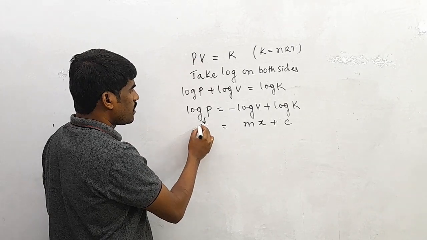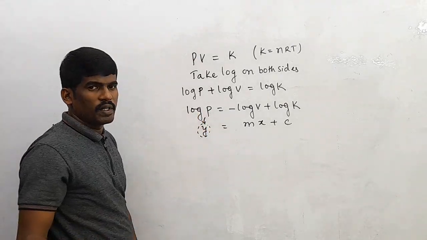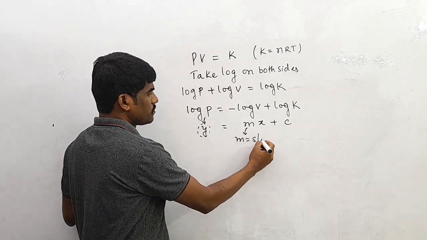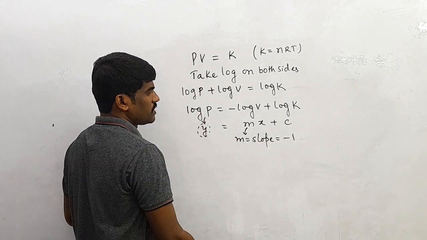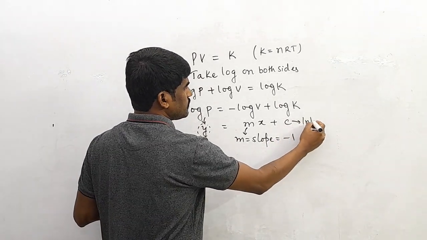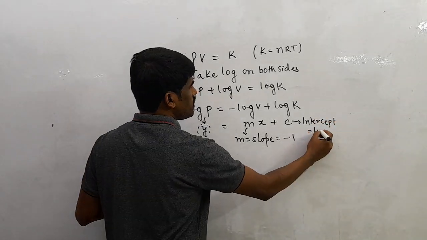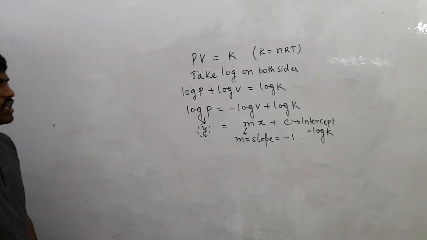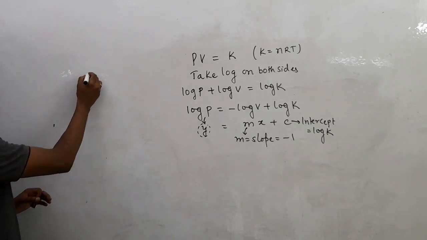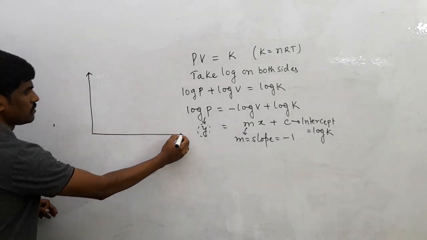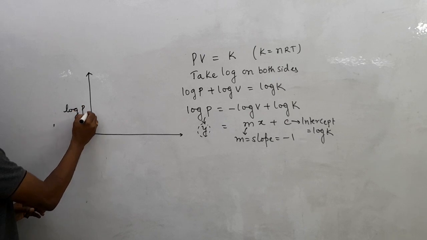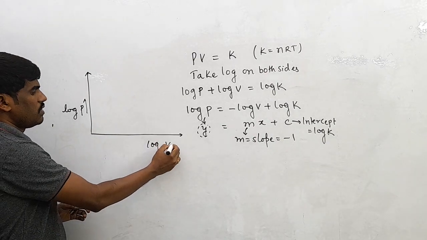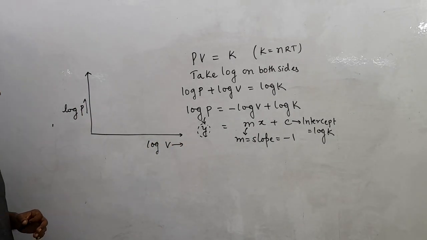That indicates on the y-axis I am going to take log P, on the x-axis I am going to take log V. So m is the slope. Slope is equal to minus 1, whereas c is the intercept. This intercept is equal to log K. Based on that, if you draw the graph, how are we going to draw it? Log P we are going to take on the y-axis and log V on the x-axis, isn't it?